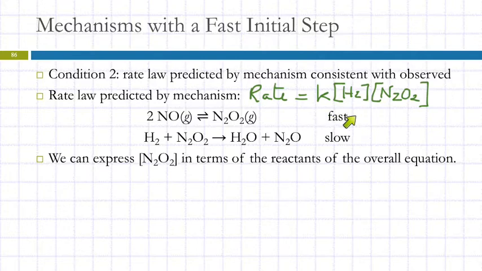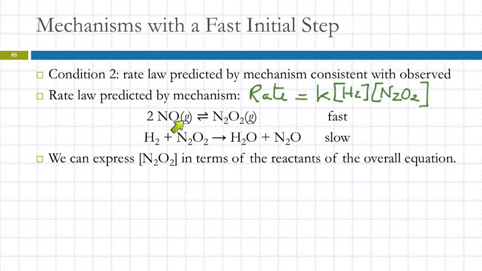But this does not match up with the observed rate law because the observed rate law does not have the concentration of this intermediate in it. So what do we do? We need to somehow relate the concentration of this to other reactants, the original reactants.